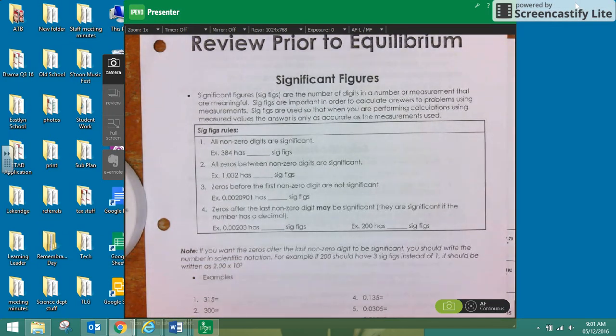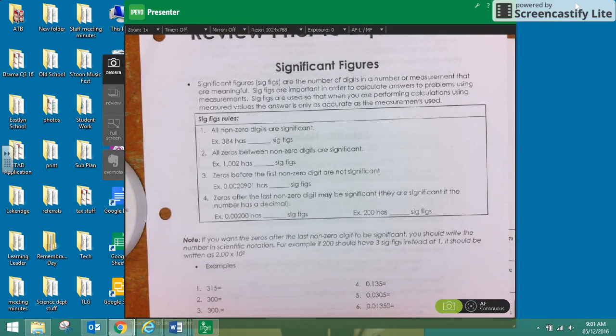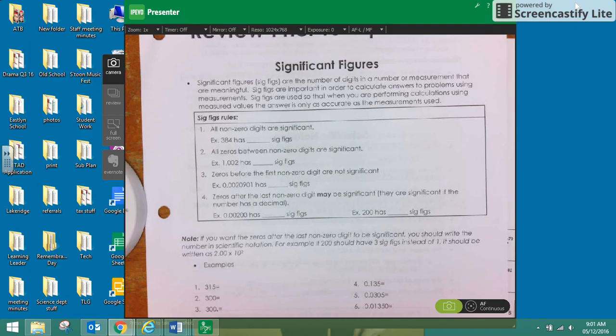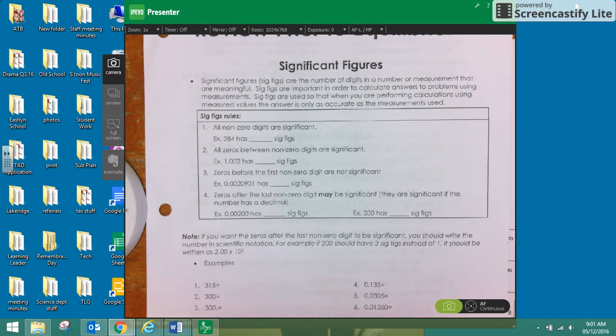Okay, we are going to do a quick review of significant figures. Significant figures are the digits in a number that are meaningful. In science, not all digits are meaningful because they are measurements, not exact values, like in math. In math, you're working with exact values. All the numbers are meaningful. In science, they aren't. So we have to use significant figures so that when we're doing calculations, our answer is not more or less accurate than the measurements we used in the calculations.